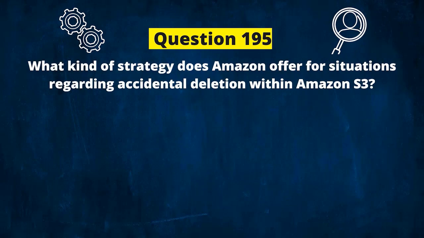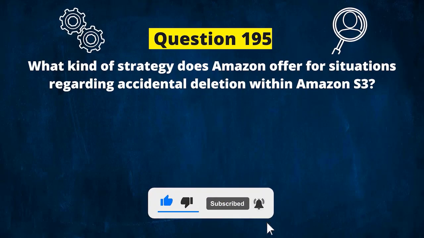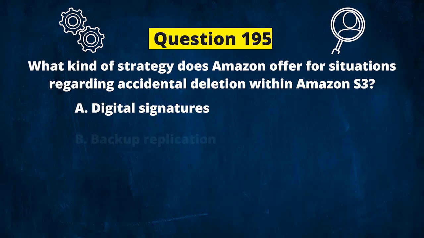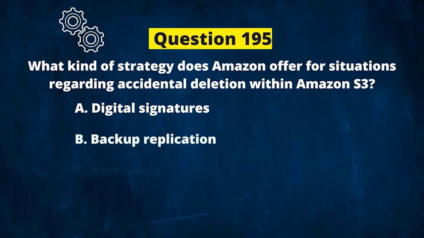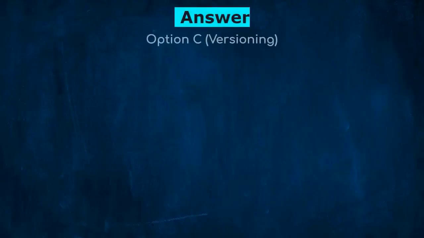Next question. What kind of strategy does Amazon offer for situations regarding accidental deletion within Amazon S3? And the options are A. Digital signatures, B. Backup replication, C. Versioning, D. Application level encryption. And the correct answer is option C.